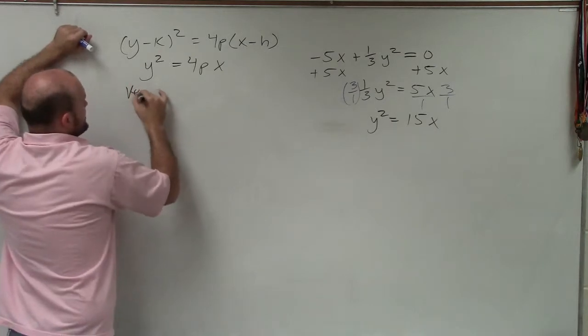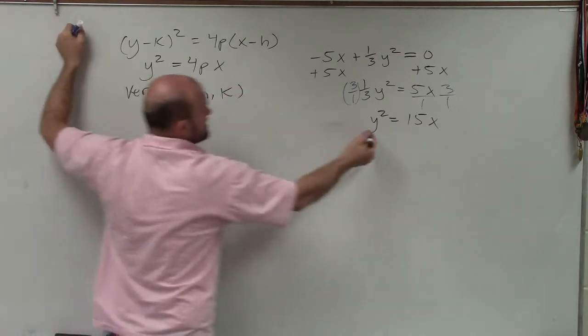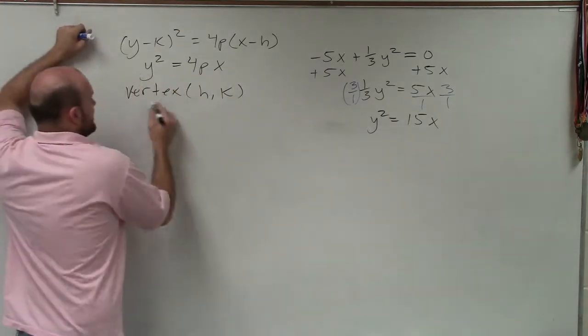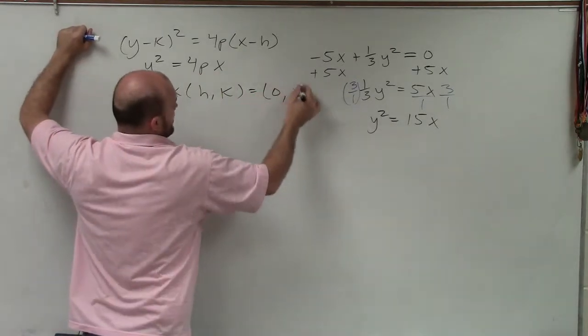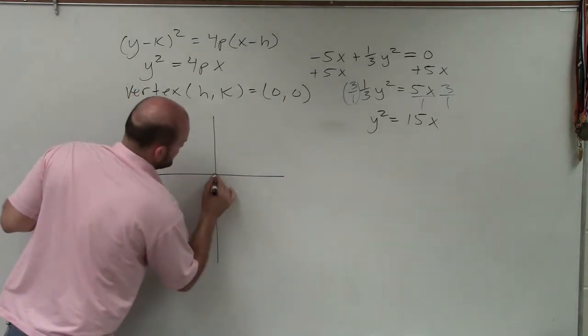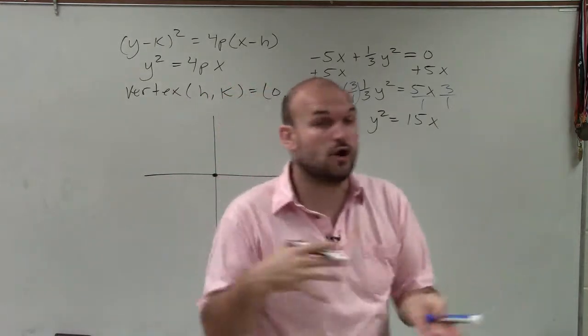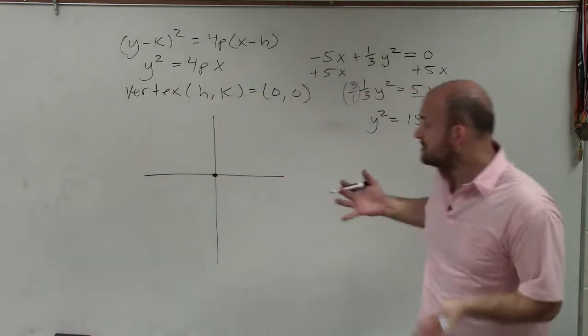So remember, the vertex is your coordinates h comma k. Since I'm not subtracting anything from x and y, I can say my vertex is at 0, 0. So let's go ahead and plot that. My vertex is at 0, 0. However, I know that since it's y squared, it either opens up to the right or to the left, but I don't know which way it's going to open.